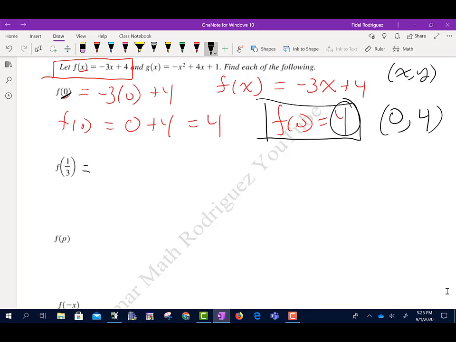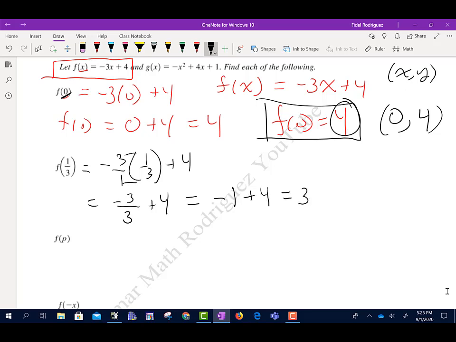It's f of 1/3. So I'm going to think of that negative 3, and I'm going to put a 1/3 right here, plus 4. I'm going to think of this negative 3 as negative 3 over 1. And the reason I want to do that is, remember how I multiply fractions straight across? Negative 3 over 3 plus 4. So negative 3 divided by negative 3 is a negative 1, plus 4 is a positive 3. Okay? So that just tells me that f of 1/3 is equal to positive 3. And if I were to think about this as a point, it would be (1/3, 3).